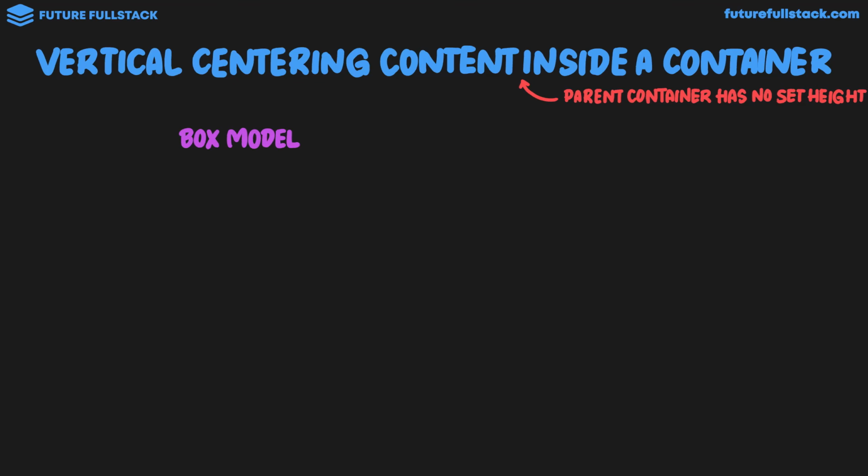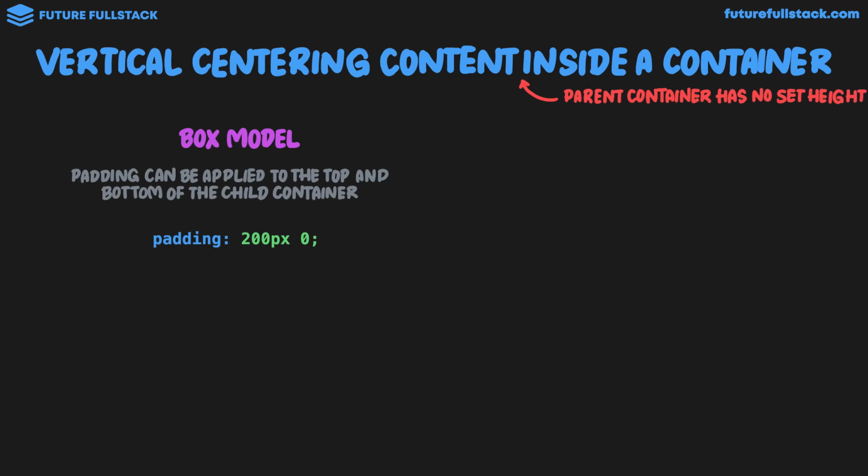Looking at the box model, padding can be applied to the top and bottom of the child container. So it's the exact same as the horizontal centering content inside a container we looked at earlier. But now we're just applying padding to the top and bottom. We would apply a property like padding with the top and bottom value set to 200 pixels and the left and right value set to 0.